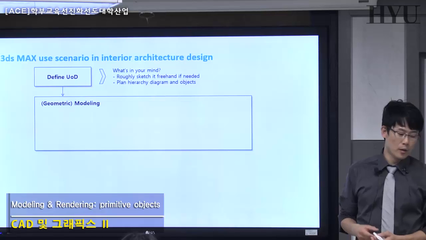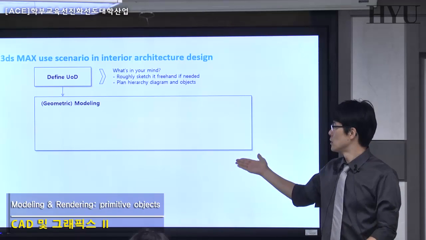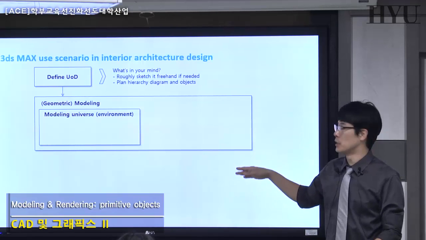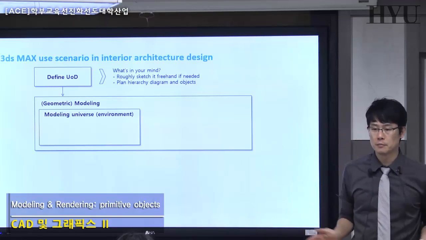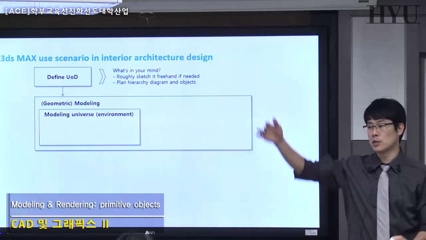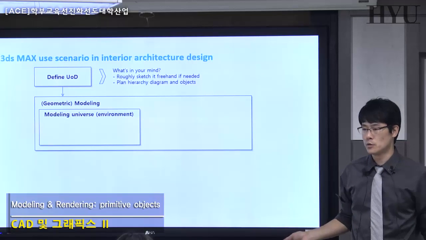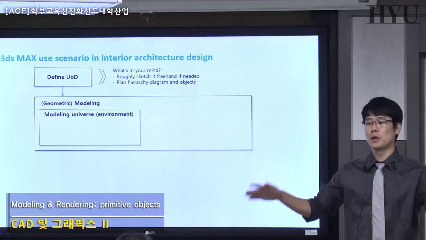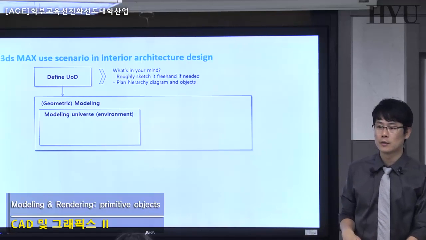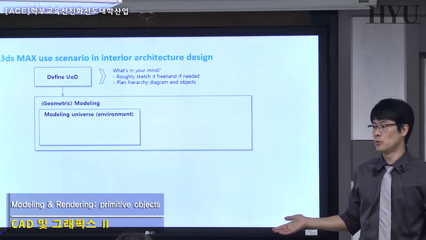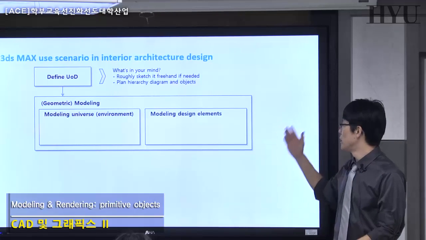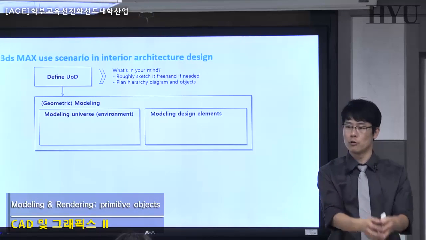And then create geometric models. What to create? Firstly, define your universe, your environment. If in your environment there is no need for walls or ceiling, you don't need to install them. Just a single plane, a huge plane, and then you can see your floor, bottom, okay? No need to define walls if you don't visualize walls. So define the environment first and model your design elements, your tables, your furniture.